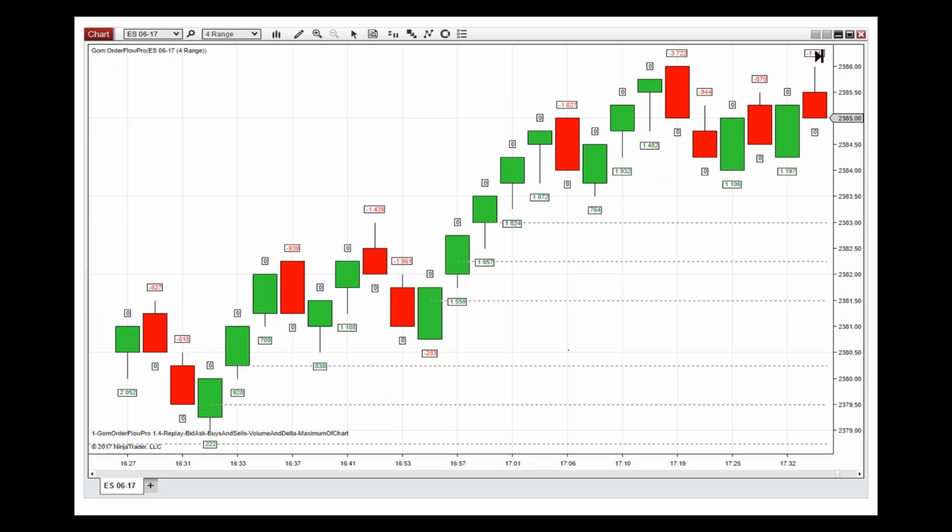We have the same here. Negative numbers here, positive numbers here, and suddenly you have this big negative number of people trying to sell, and it's not working. Prices are going up. This gives you a high probability signal for the market to go higher.